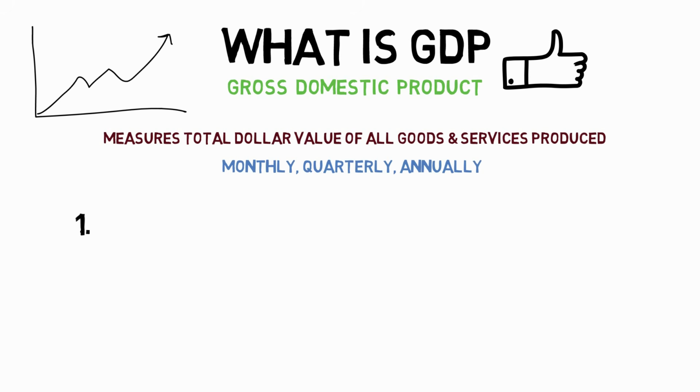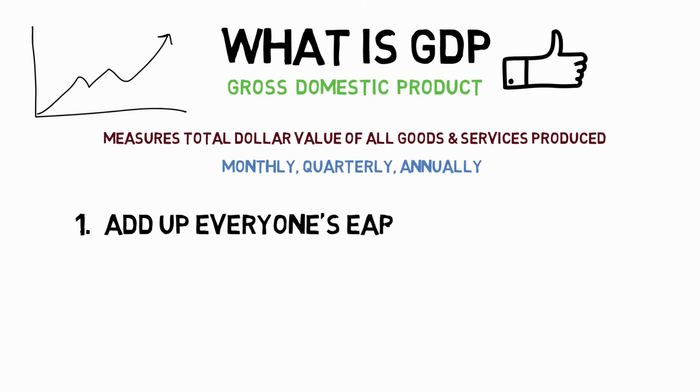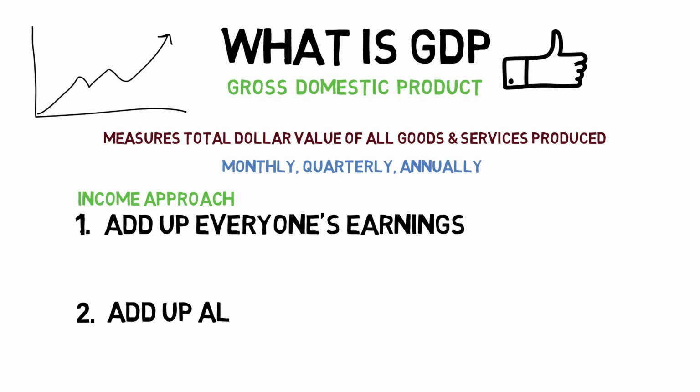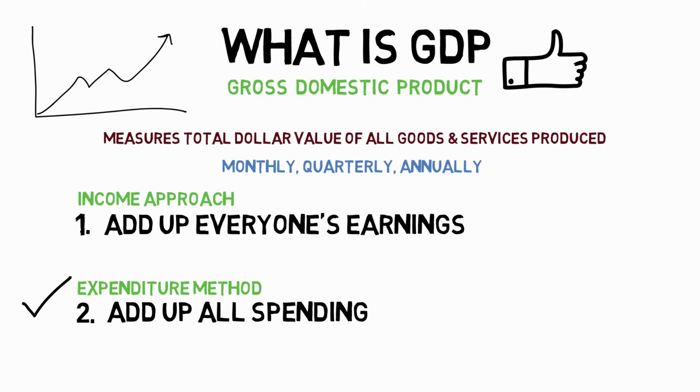Calculating GDP can be tricky, but there are a few ways to do it. One way is to add up what everyone in the country earned during the period being measured, and there you go. They call this the income approach. Another way is to add up what everyone spent during the period. They call this the expenditure method. The expenditure method is actually the most popular method.